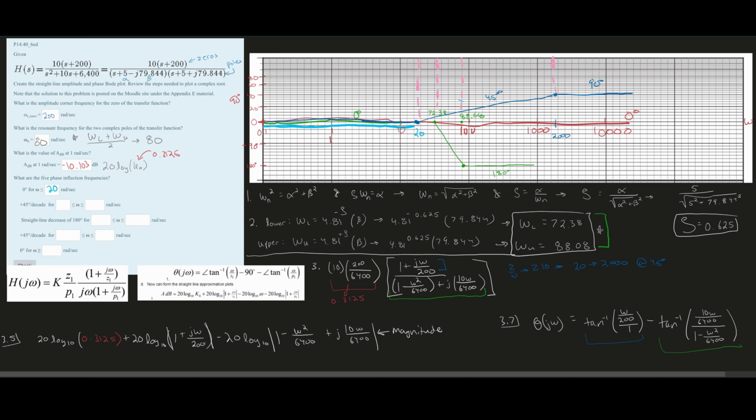Now we have to look at the differences in these slopes right here. From here to here, there's only a 45 degree angle. So this is 45 degrees. And so this is going to be the 45 degree per decade here. And this is going from our 20 to the 72.38. We see that this is where the next phase inflection is.